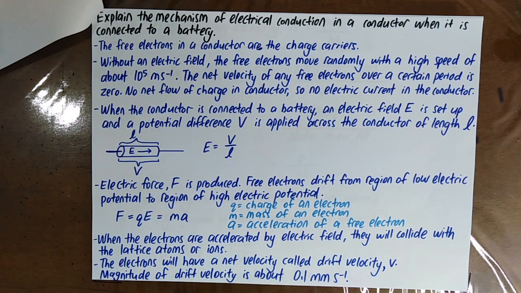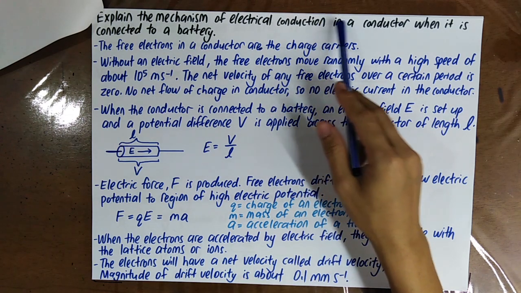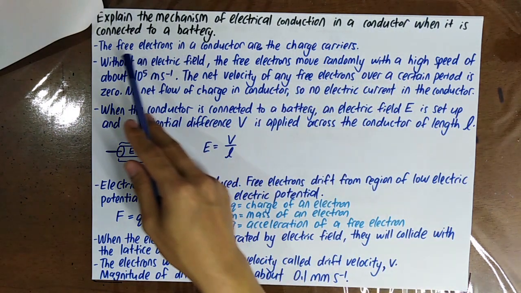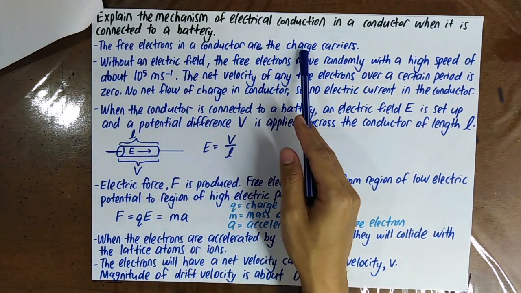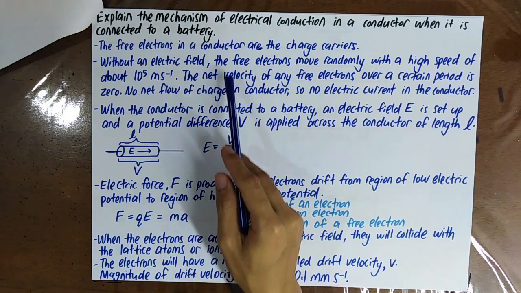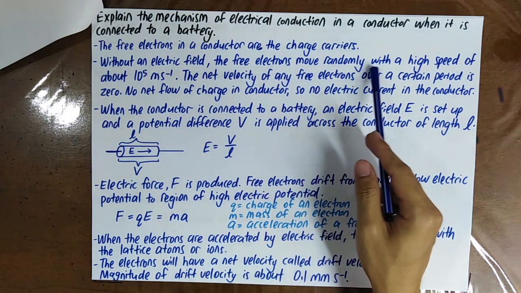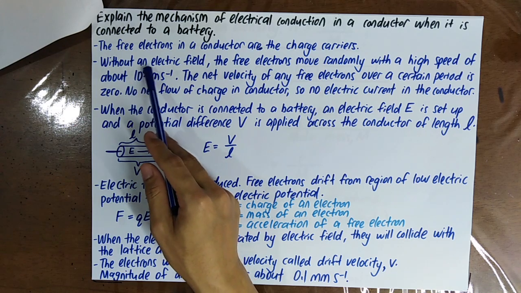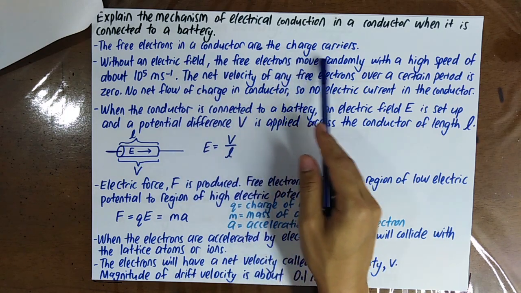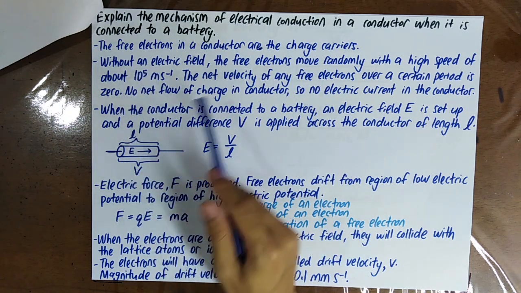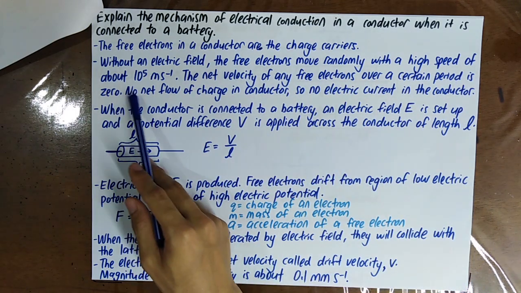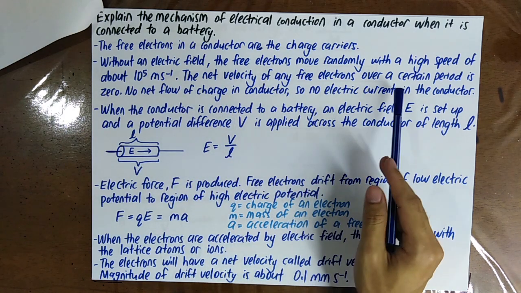First of all, we need to explain the mechanism of electrical conduction in a conductor when it is connected to a battery. In the conductor, normally the free electrons are the charge carriers. Without an electric field, the free electrons move randomly with a high speed of about 10 to the power of 5 or 6 meters per second, due to thermal energy. The net velocity of any free electron over a certain period is zero. So there is no net flow of charge and therefore no electric current.